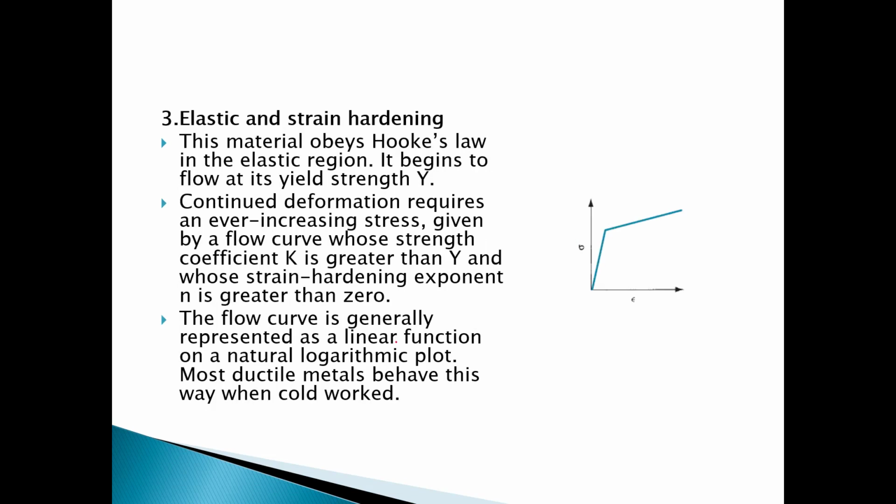Elastic and strain hardening. This material obeys Hooke's law in the elastic region. It begins to flow at its yield strength Y. Continued deformation requires an ever-increasing stress given by flow curve whose strength coefficient K is greater than Y and whose strain hardening exponent n is greater than 0. The flow curve is generally represented as a linear function on the natural logarithmic plot. Most ductile material behaves this way when cold worked. Okay, this is the structure of the curve.